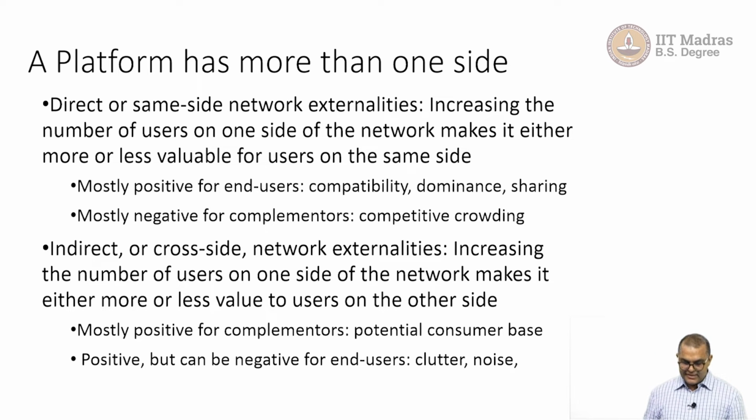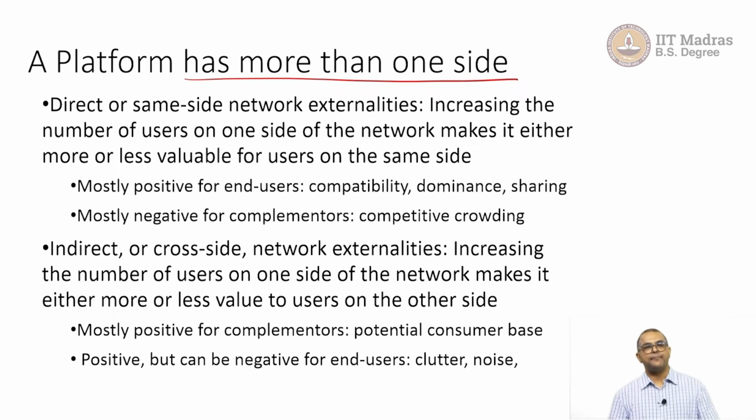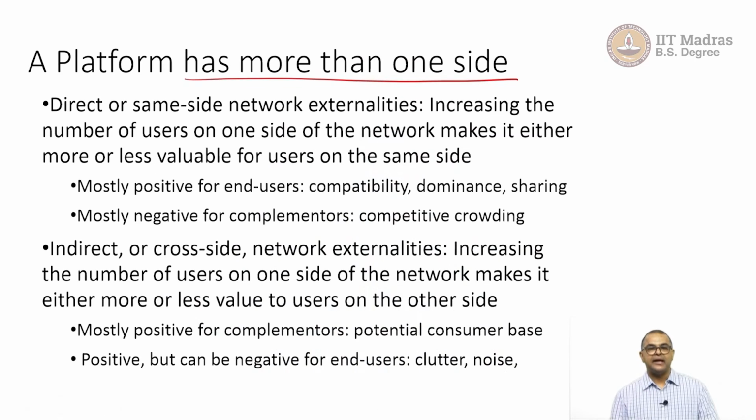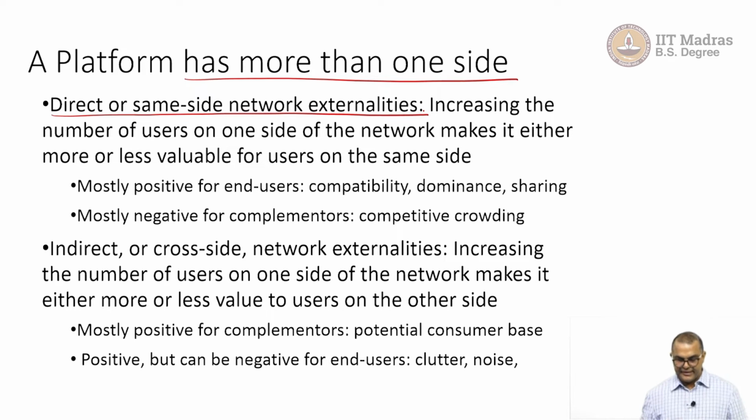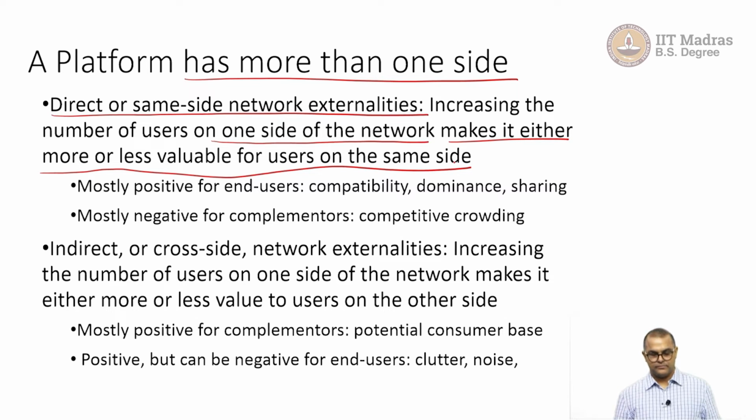As we have already discussed, the platform has more than one side. So when we talk about the network effect, we have to be careful whether the network effect is getting created on the same side or a different side, because it would have a different sort of impact. So we say direct or same-side network externality: increasing the number of users on one side of the network makes it either more or less valuable for the users on the same side. Okay, so this is direct or same-side.